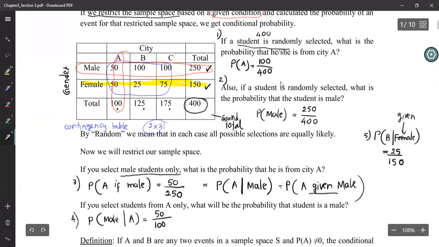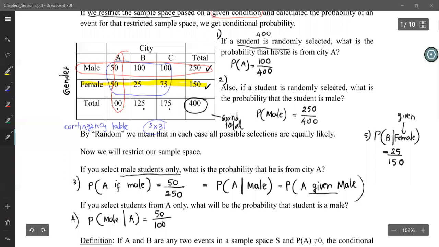It's not 125. Okay, the given is female, not B. Don't get confused. Your given is female. So you look at the females total, right? And then you look at how many are from B. Okay, so your restricted sample is 150, right?